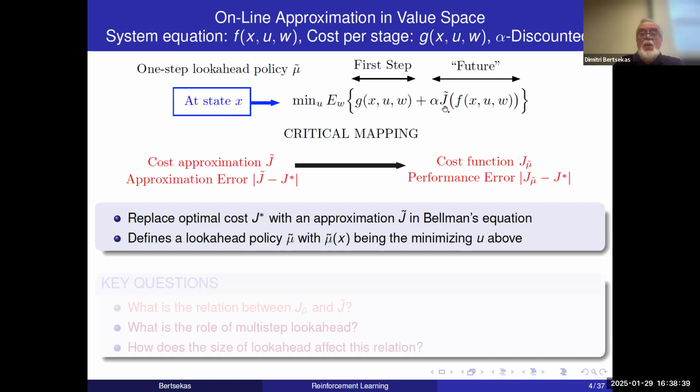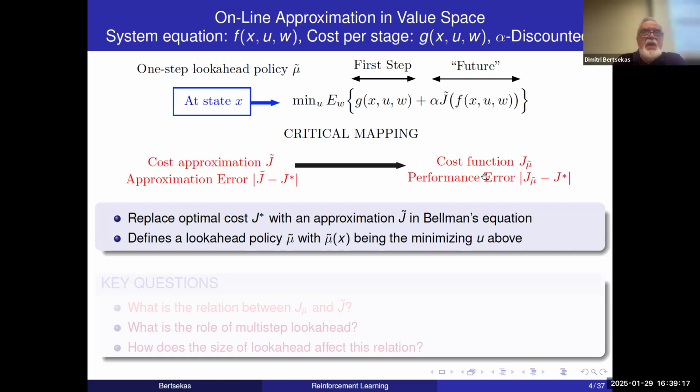If J tilde were J star, then we would obtain an optimal policy. Now, what happens when we degrade the approximation, and from J star we go on to J tilde? So we have an approximation error, J tilde minus J star. How does this approximation error affect the quality of this one-step look-ahead policy? So we want to find a relation between the cost approximation and the cost function of the one-step look-ahead policy, and the corresponding approximation errors and performance errors.